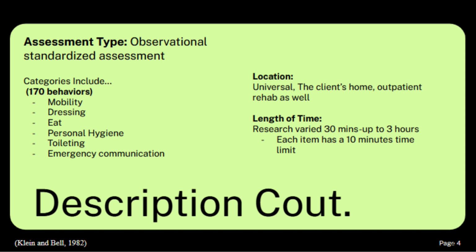The Klein-Bell ADL is an observational standardized assessment, and the categories include about 170 different types of behavior within 6 domains: mobility, dressing, eating, personal hygiene, toileting, and emergency communication. The location could be the client's home or outpatient rehab, but it's mainly universal. When I did the research, the length of time did vary, between 30 minutes up to 3 hours, because each item has a 10-minute time limit.